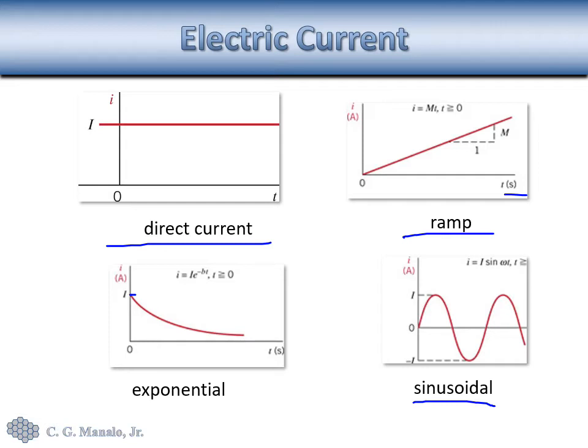Now, by the way, I've mentioned that the unit for current is amperes, and this is really equal to coulomb per second. So this is the basic unit of current, coulombs per second. An ampere is just a derived unit. That means 1 ampere means 1 coulomb per second.